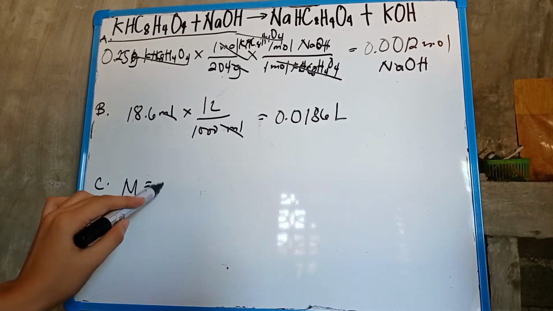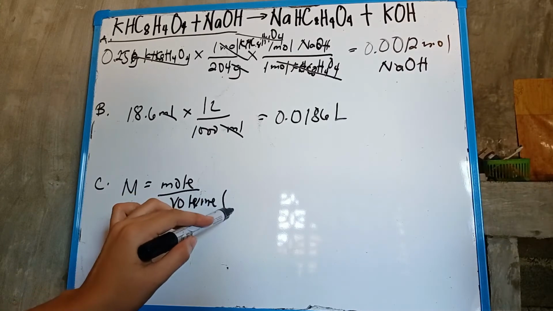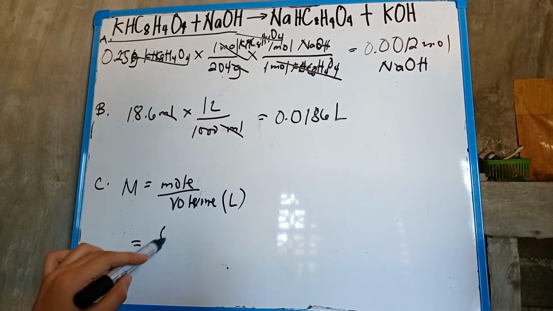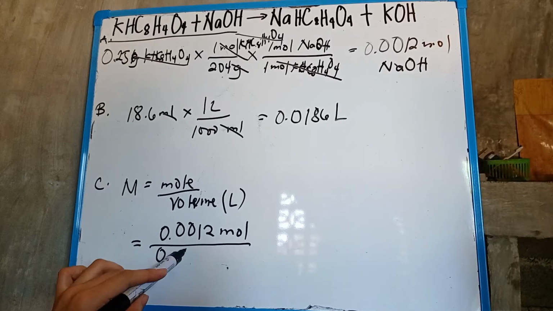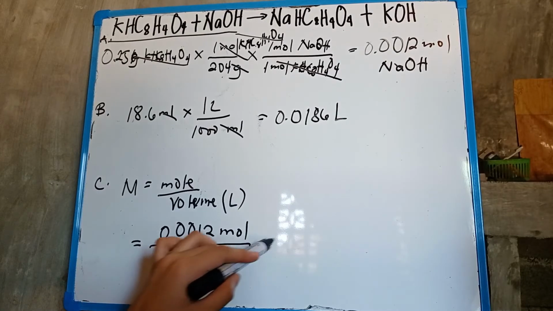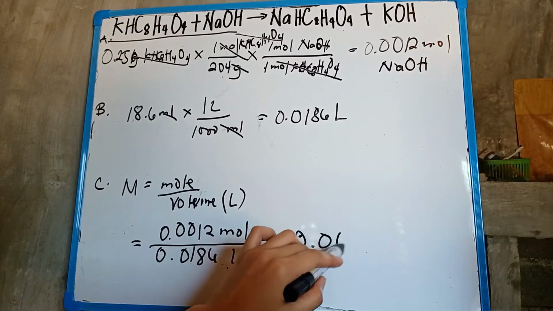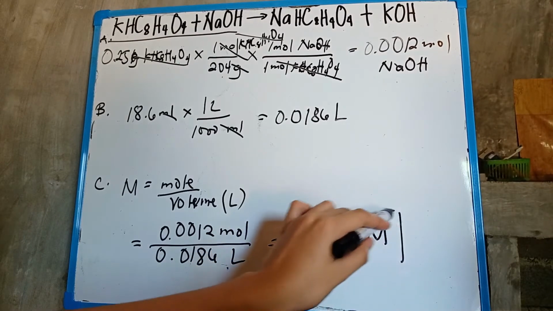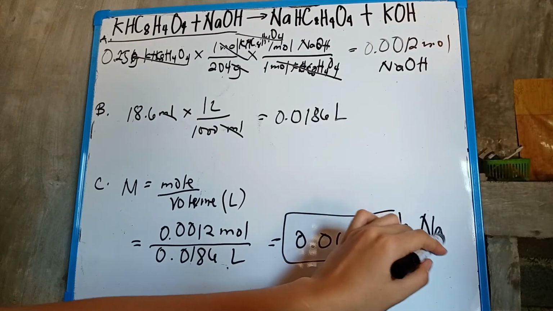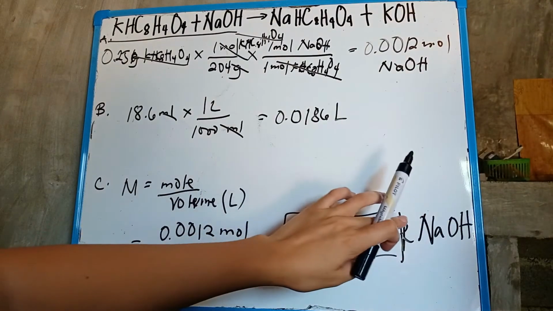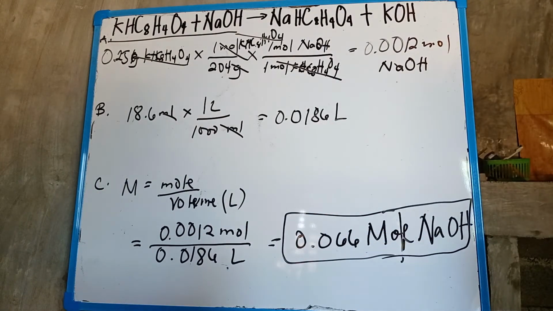So we can now proceed to our molarity. Molarity is equal to mole over volume, which is in liter. So 0.0012 mole over 0.0186 liter is equivalent to 0.066 M. This is our molar concentration of NaOH. So this is now our final answer.